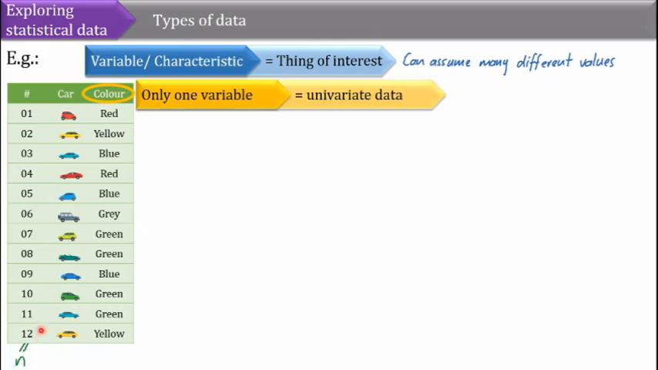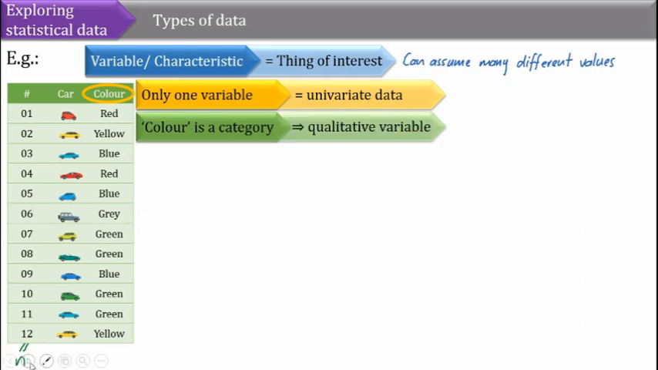Now, in this case, we only have one variable that describes our observations. So we'll say that we have univariate data. Uni meaning one, right? Univariate data because there's only one thing describing the cars. That thing that's describing the cars is color. Now, color is a category. It's not an actual measurement like we would normally think of measurement, where it will be a weight or a height or a distance or something like that.